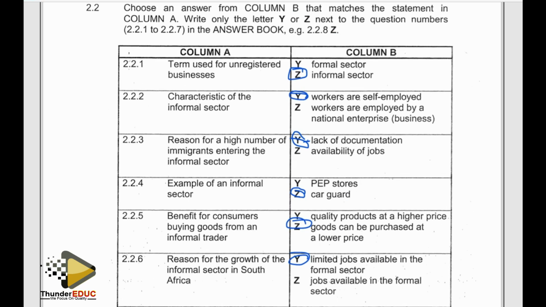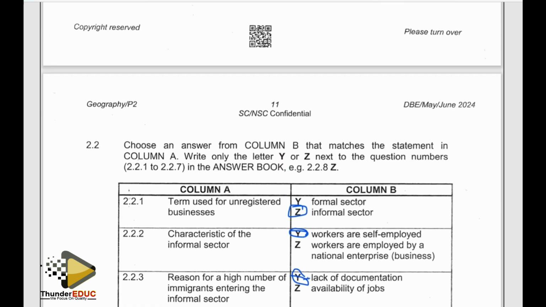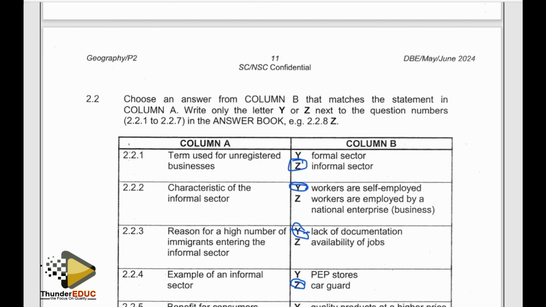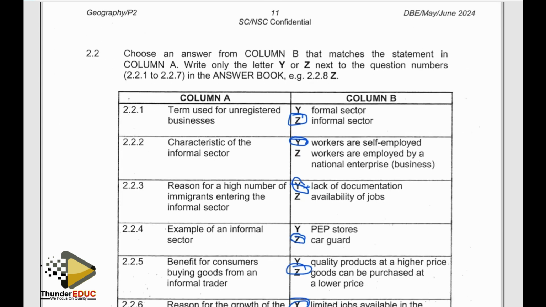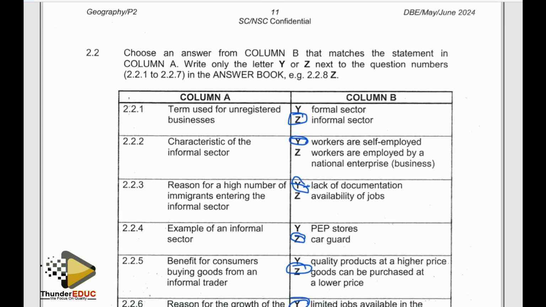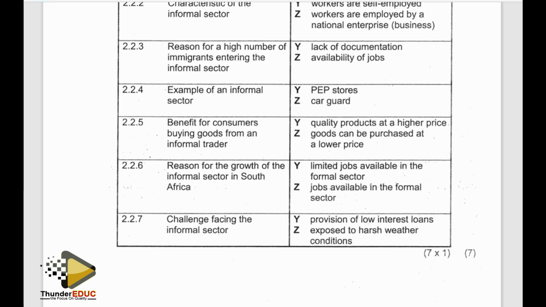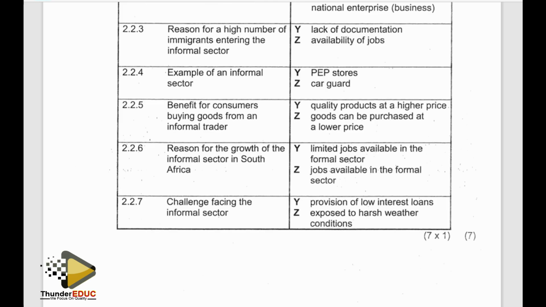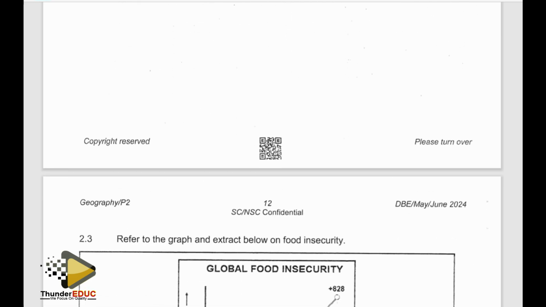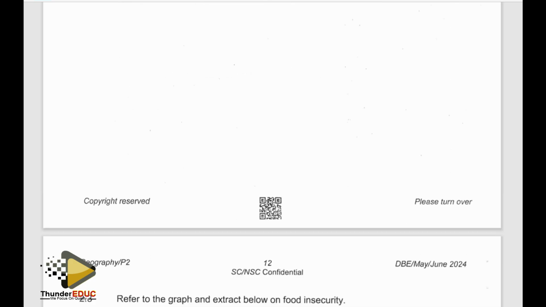Mainly you tend to find that the people in the informal sector do not have formal places to operate from, or formal shelters to operate from, and hence they end up facing the challenge of exposure to harsh weather conditions. On a rainy day, it's raining, you are on the streets. On a hot day, it's very hot, you are on the street again. On a cold day, on a windy day, they get exposed to harsh weather conditions.